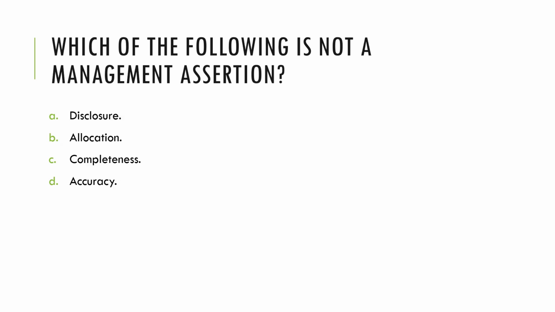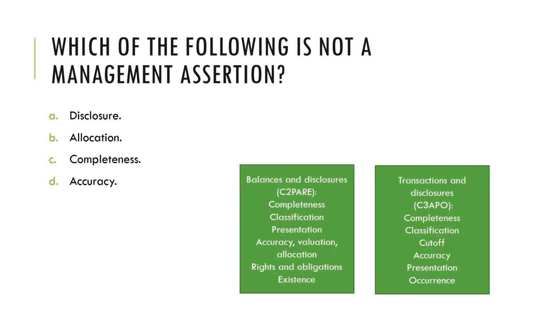The next question is which of the following is not a management assertion? So we have disclosure, allocation, completeness, and accuracy. Now, in order for us to evaluate our choices, let's pull out what are the categories of management assertions. Now, we know that there is a revised ISA 315 or PSA 315, that became effective 2019 and was able to identify already two categories. We have balances and disclosures, transactions and disclosures. We have to mention that because in the past, there used to be three categories. We have balances, transactions, and then presentation and disclosure.